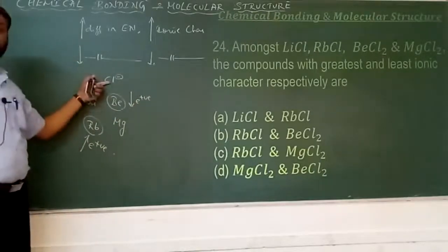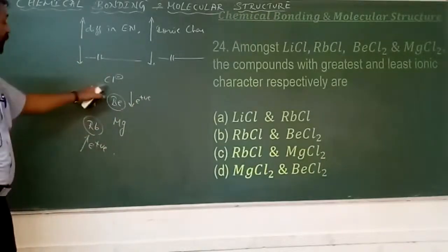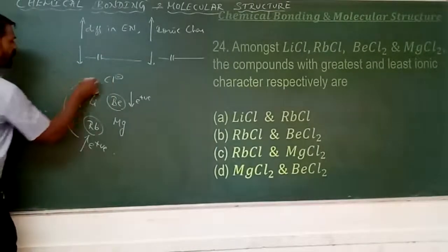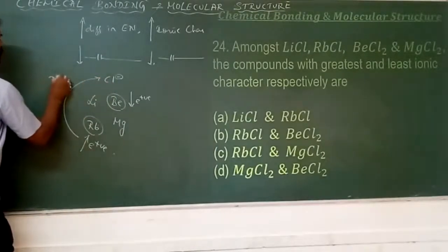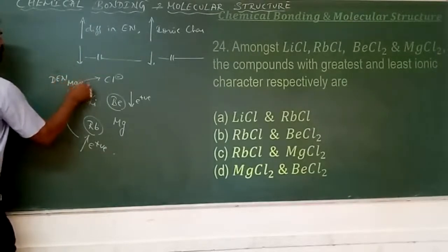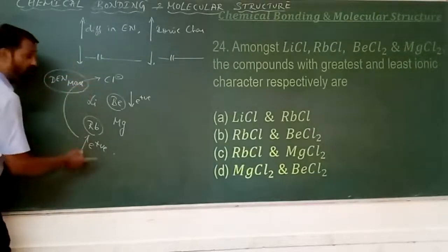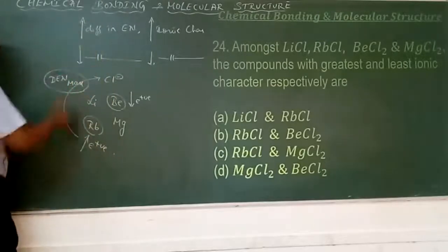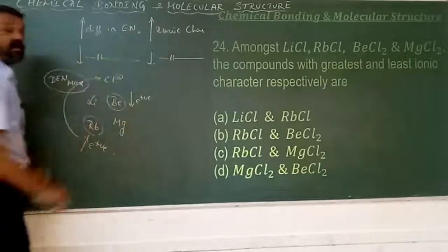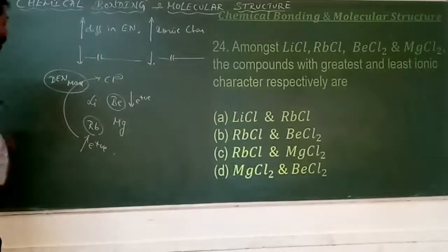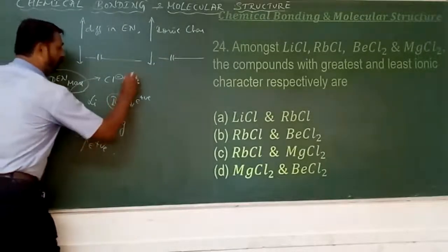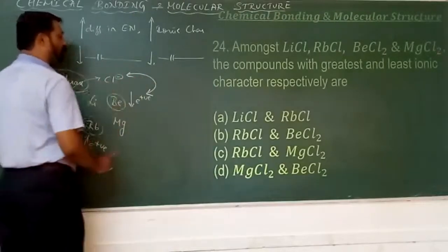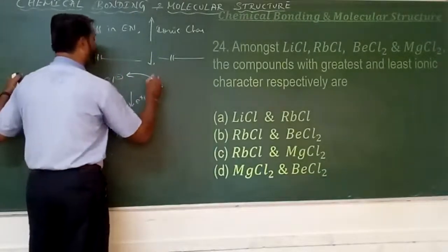Chlorine's electronegativity is fixed, as chloride is always negative. Here the difference in electronegativity is maximum, because the more electropositive the element, the greater the difference. Therefore, it has the highest ionic character. Whereas, comparing these two, beryllium and chlorine, what is the difference?